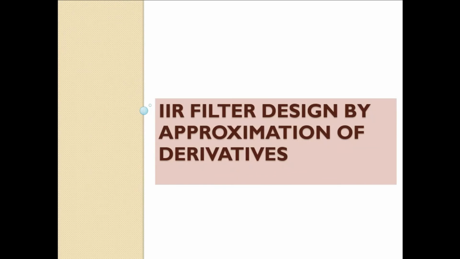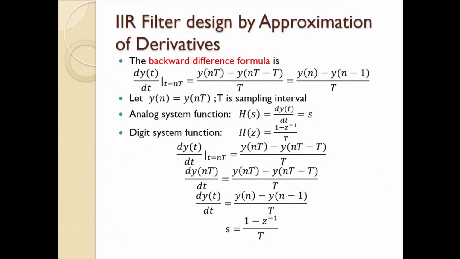It is about IIR filter design by the approximation of derivative. To calculate this one, we have to use this backward difference formula, which is dy over dt, equal to these equations. So we have the equation y(t) minus y(t minus T) divided by T. And now we substitute t as nT, because this T can be just removed. So we will have y(n) minus y(n minus 1) divided by T.